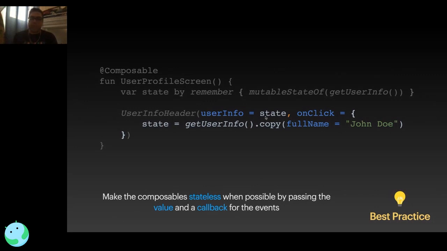That's something we are seeing in this example. We are passing to user info header the user info, and we're passing also a lambda to get the events back. So in this case, in the on click, we are just changing the full name to John Doe. And this is a pattern called state hoisting.